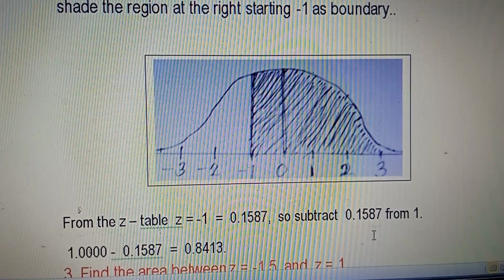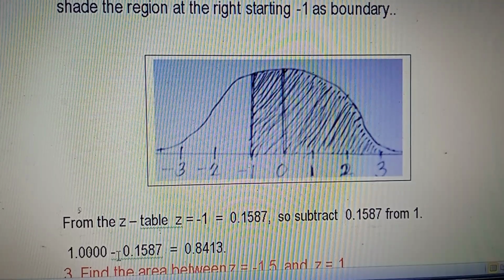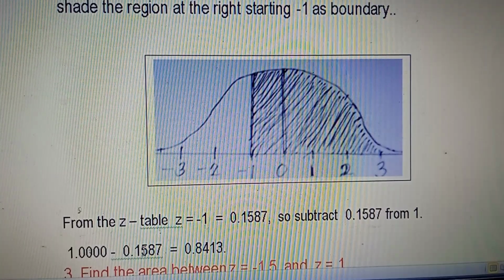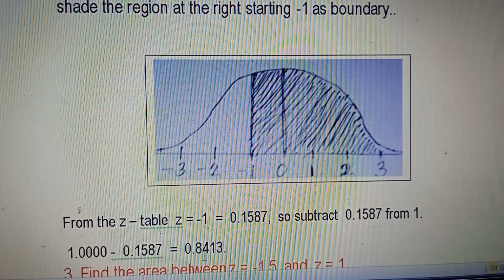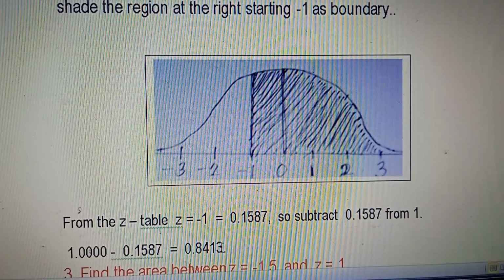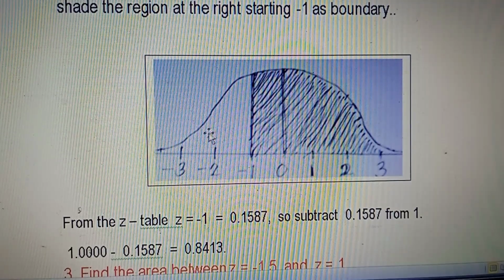So subtract 1.0000 minus 0.1587 equals 0.8413. So the area here is 0.8413 or 84.13% of the total area. Okay.